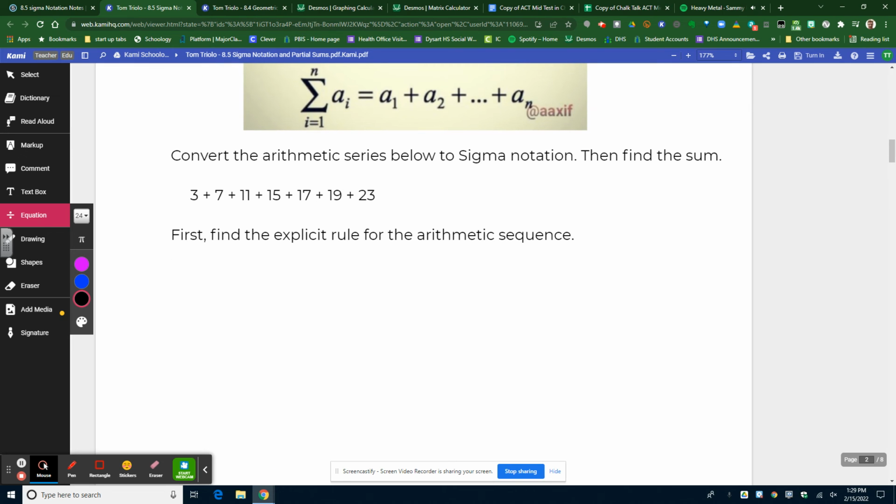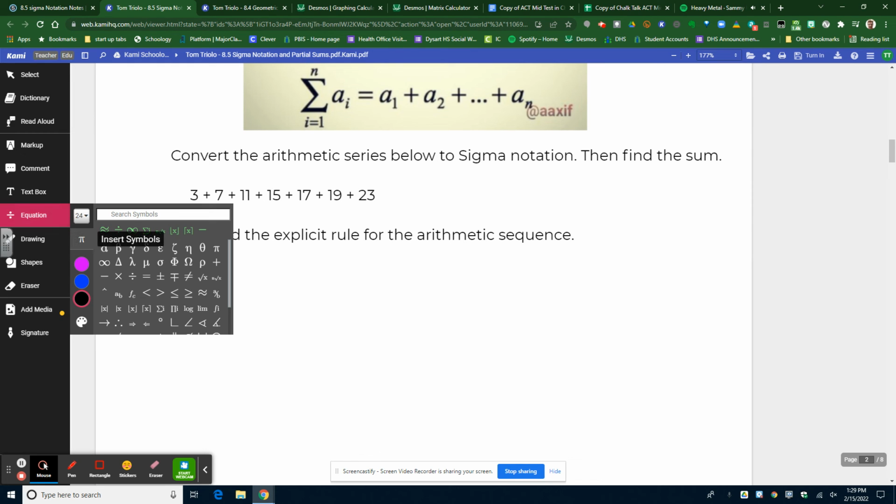So we're going to convert this series into sigma notation. How will I ever be able to do that? I don't know. Click over here, go to the 5th row down, right down in the middle, and there it is. Okay.